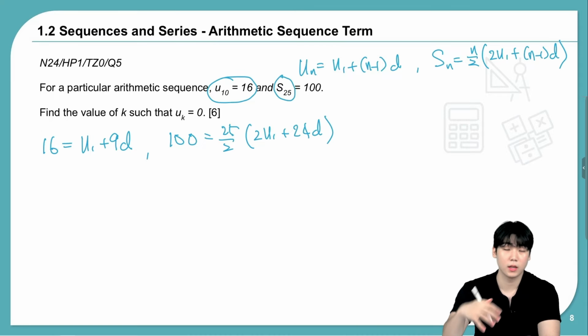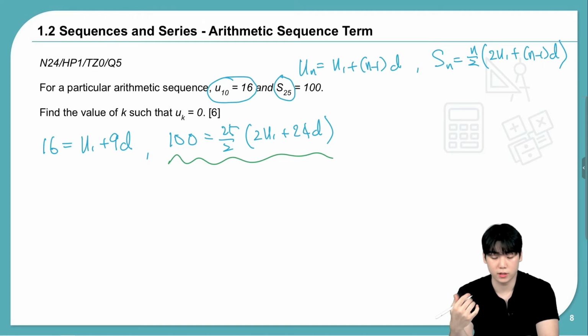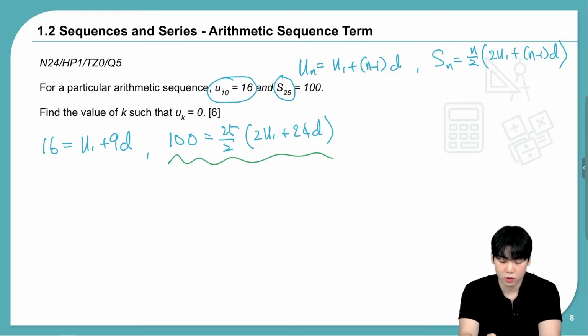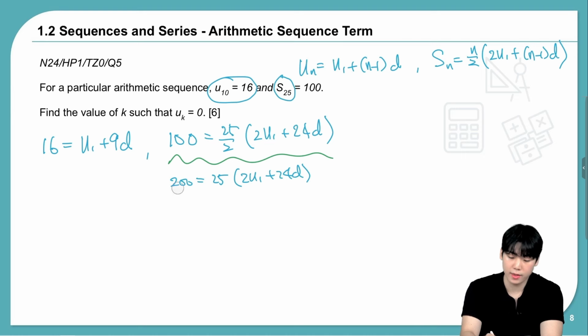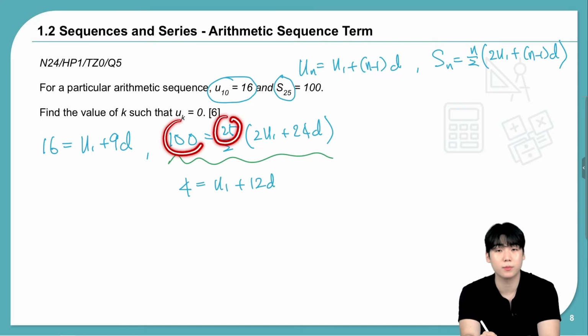If I were just to simplify this before I do the simultaneous equations, I have 200 is equal to 25 over 2 times 2U1 plus 24D. Well, I think I can just plug in the divided by 2, the over 2 one here. I think that will simplify things more. So 4 is equal to U1 plus 12D. So I've divided both sides by 25. I think that was way quicker.